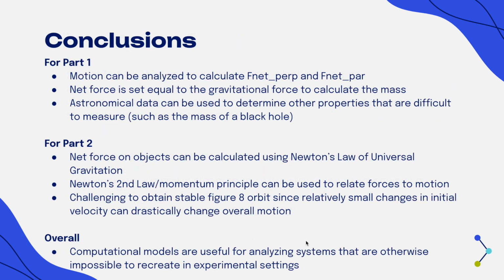So in conclusion, for part one, it was shown that astronomical data can be used to determine other properties that are difficult to measure, and this goes through the steps that we used to find the mass. For the second part, it's really challenging to find a stable figure-8 orbit because small changes in initial velocity drastically change the overall motion. And overall, we're just using Newton's second law and the law of gravitation, combining them with the computational model to analyze a system that is otherwise impossible to recreate in experimental settings.